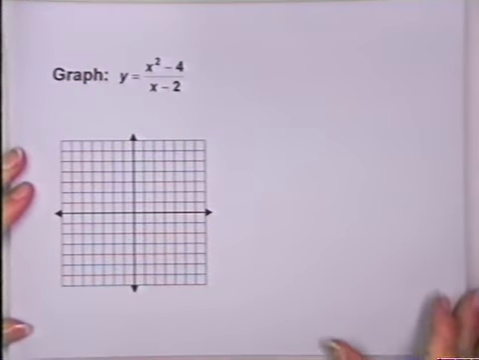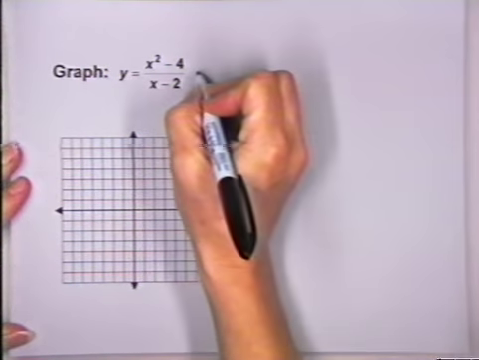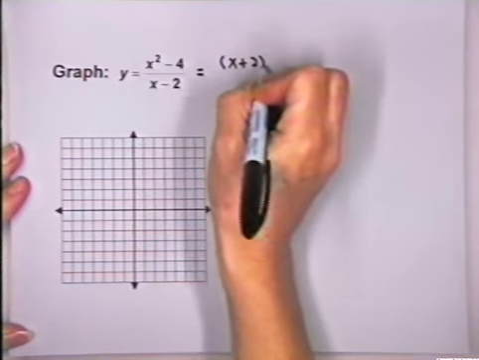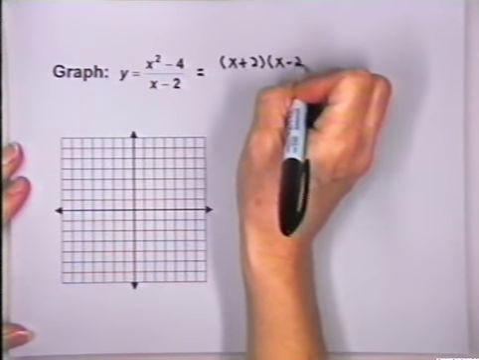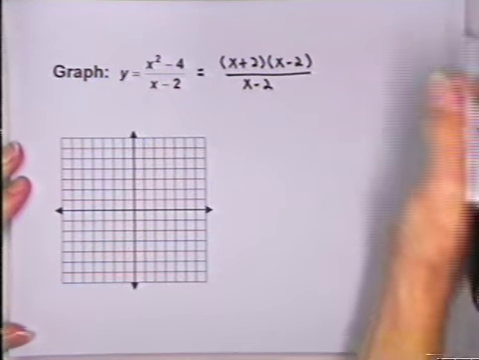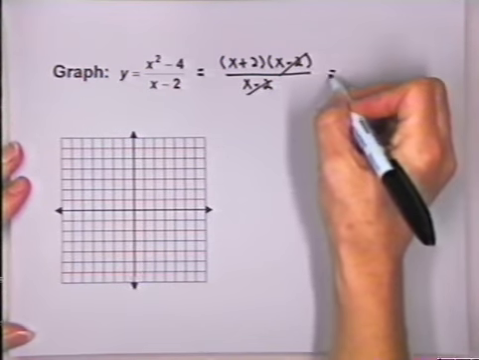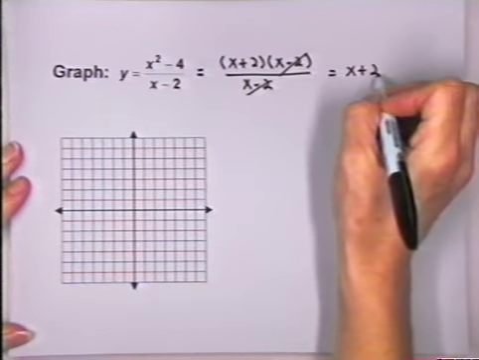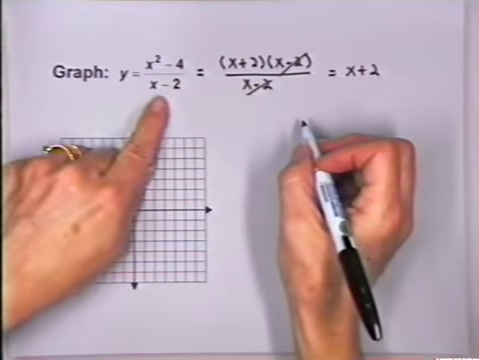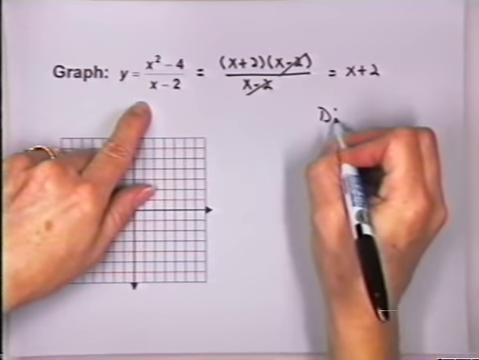Let's take a look at an example. Graph y equals x squared minus 4 over x minus 2. I want you to notice that you can factor the numerator. X plus 2 times x minus 2. This is over x minus 2. Now our temptation is to go ahead and cancel these factors and say that's equal to x plus 2. But I want to caution you about doing that. Look at the original form of your function right here and let's talk about domain.